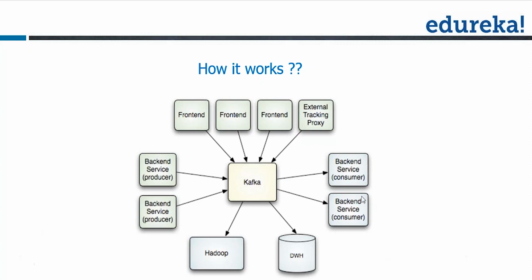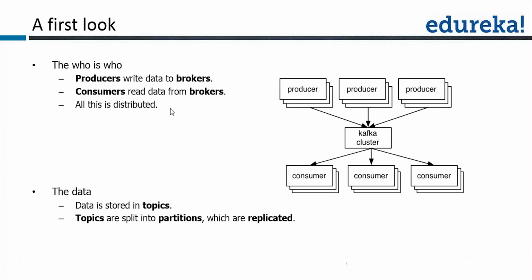Your consumer also could be any application which can directly consume the messages from Kafka. Even Kafka can write messages to Hadoop and also your data warehouse. At first look, who is the producer? The producer is the one who is writing data to brokers, and the consumer is the one who is reading data from brokers. All of this is distributed.